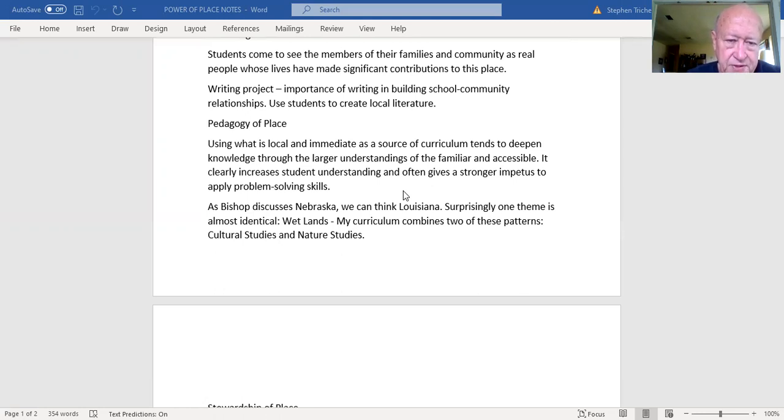As Bishop discusses Nebraska, we should think Louisiana, okay? She has a whole section on wetlands. Their wetlands are different, but still are vital, and they're linked to our wetlands because that's where the ducks and geese go in the summer. They go to the wetlands and in the prairies and plains all the way into Canada, and that's where they hang out to avoid the heat. That's why they travel north. Surprisingly, one theme is almost in it. Wetlands.